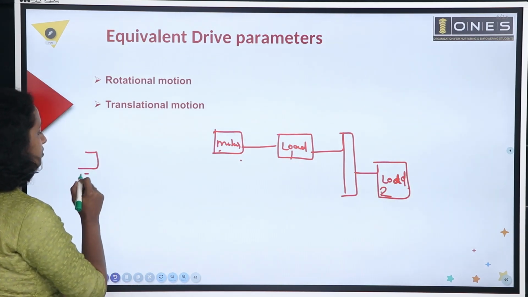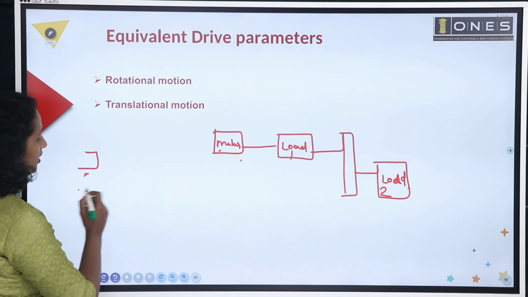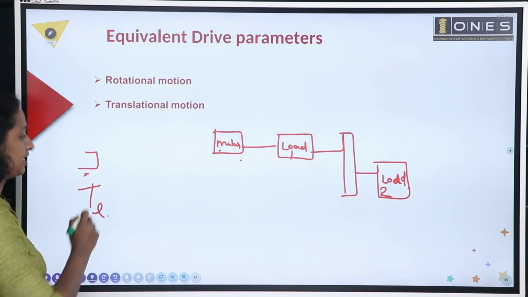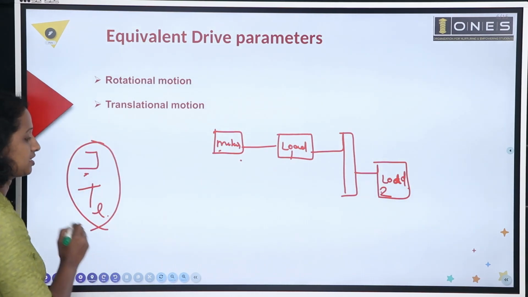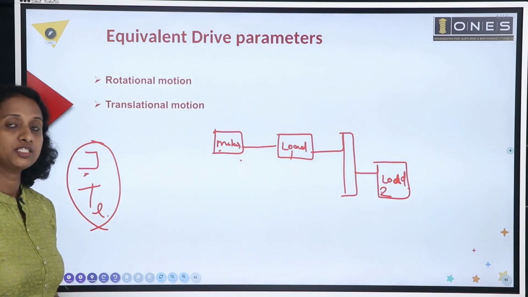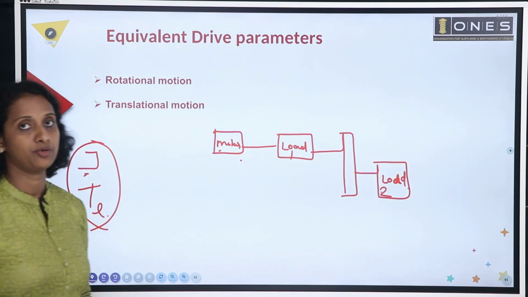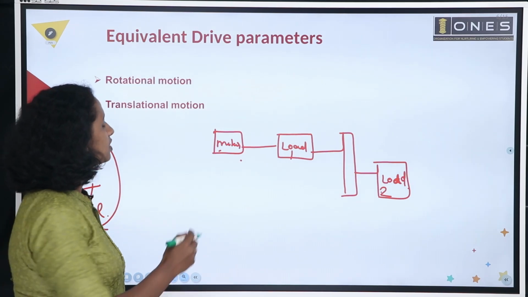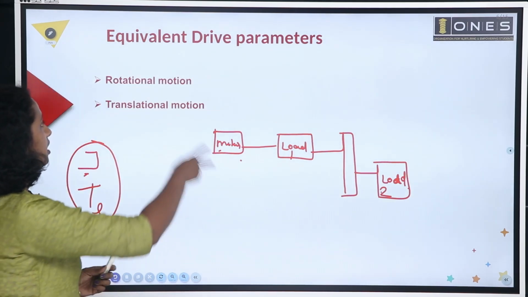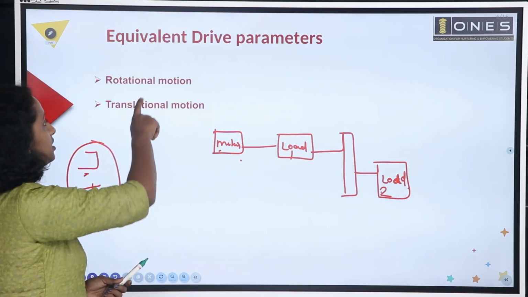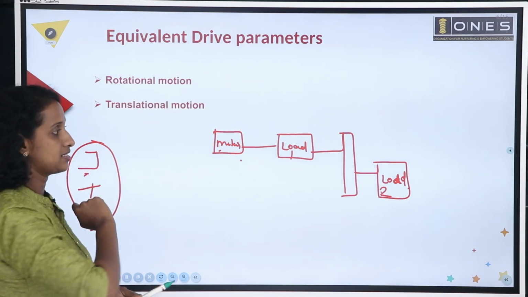Equivalent moment of inertia of the entire system, and we have to find out equivalent load torque. We have to find out these 2 parameters of the system; only then can we analyze the speed-torque characteristics. For that, we know there are 2 types of motion, rotational motion and translational motion.